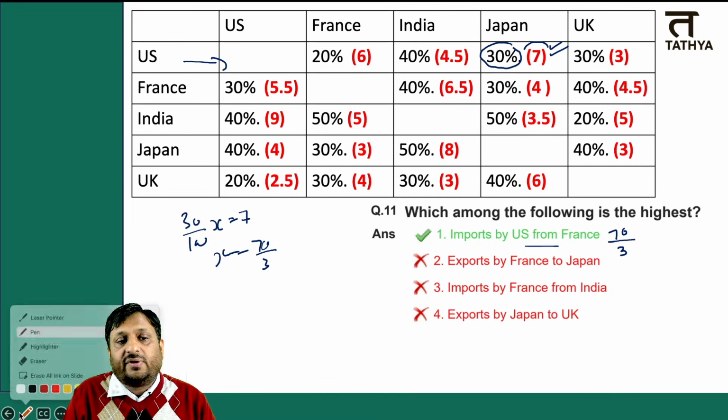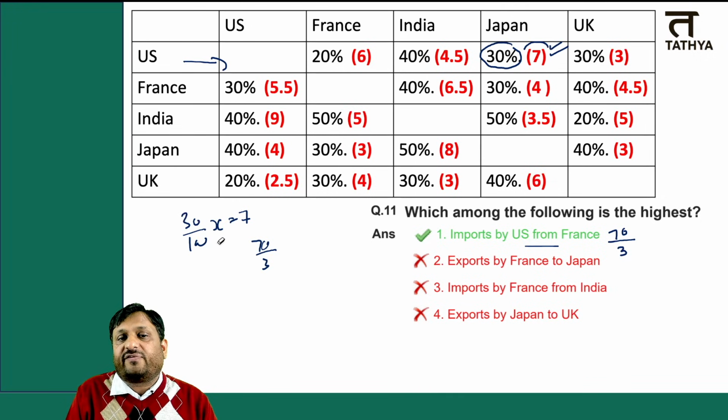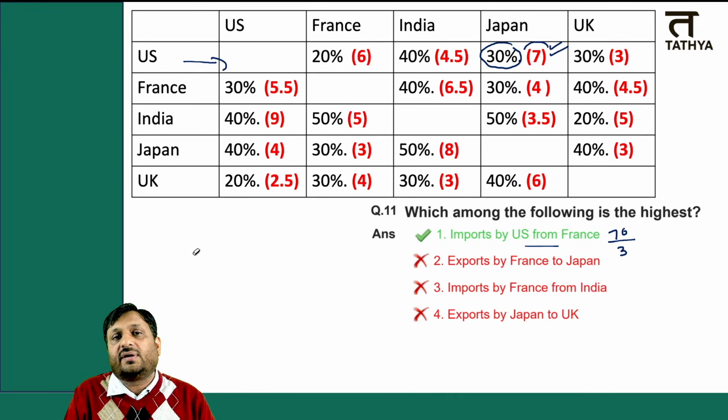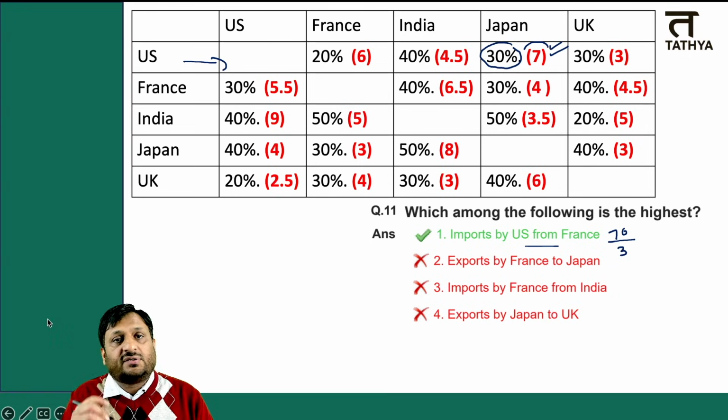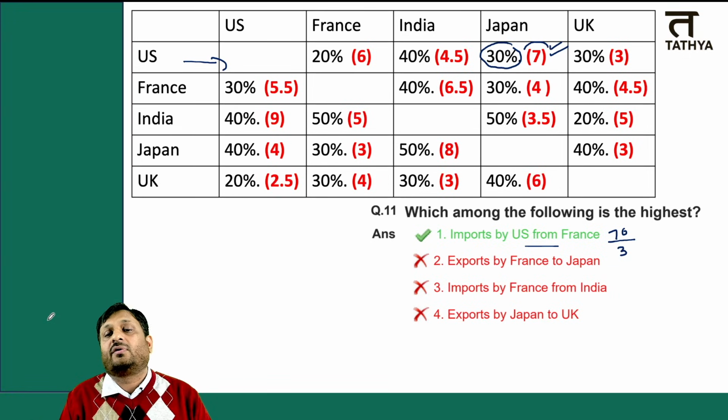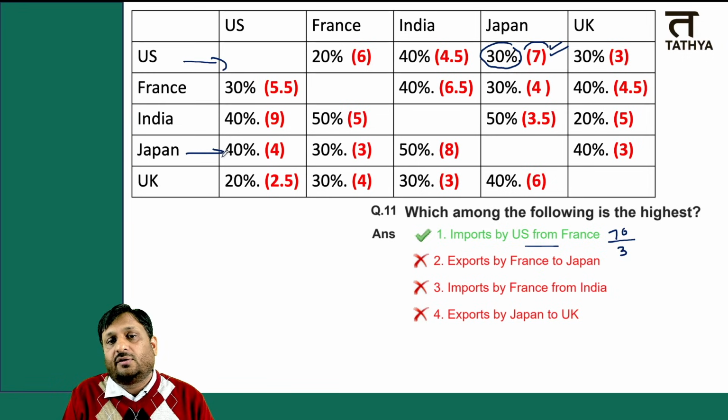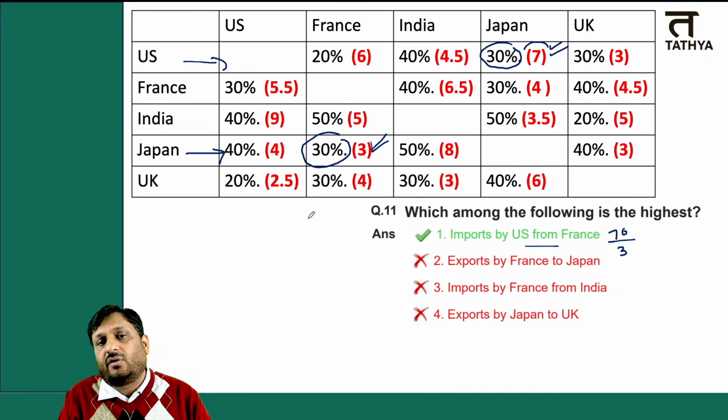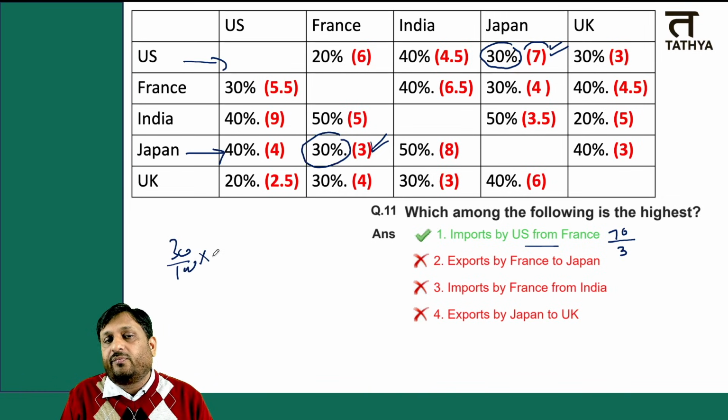Now let's check the B option. Export by France to Japan. Now you need to understand that Japan is importing from France. So how much is Japan charging as tariff during import? 30%. And how much is it getting? $3 billion. So 30% of the total import from France, let's say it is Y, is $3 billion. So Y is 10. So this is $10 billion.